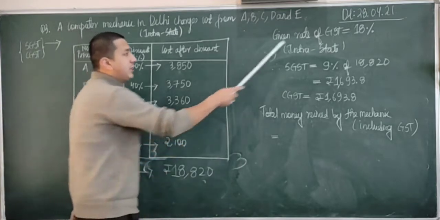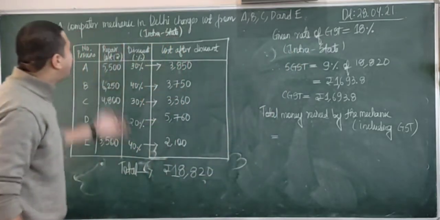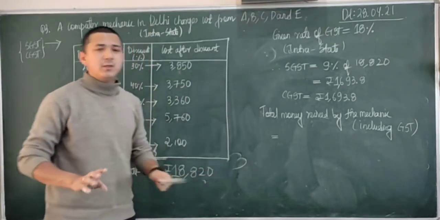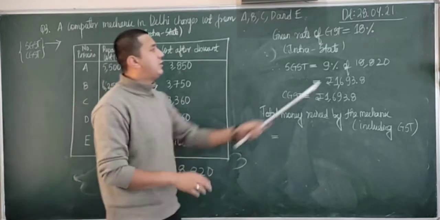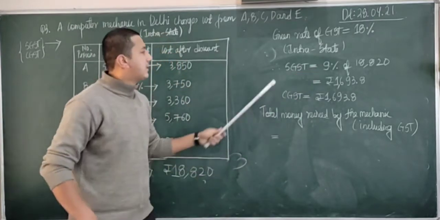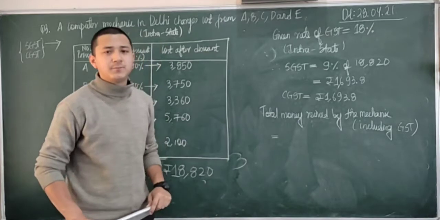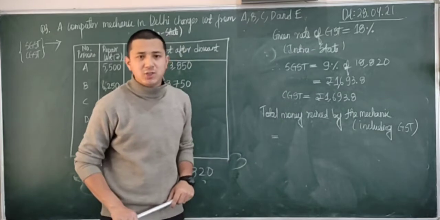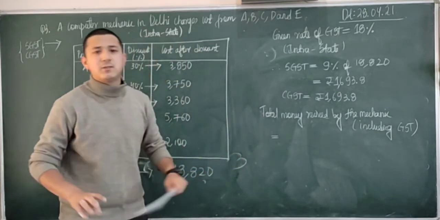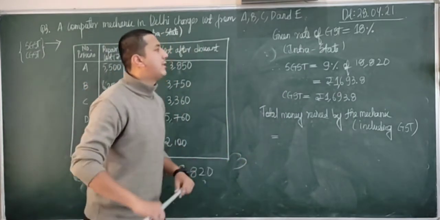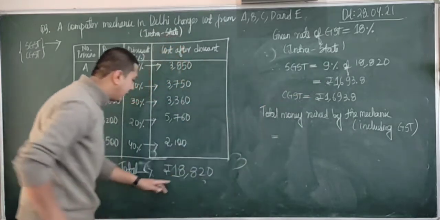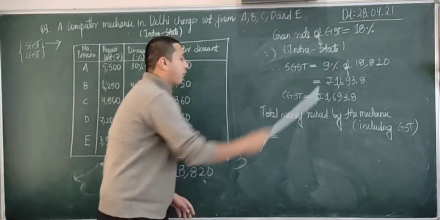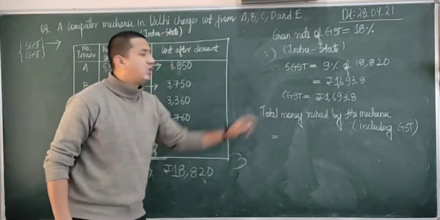Okay, so the rate of GST is 18%. Everything is happening within Delhi, so the case is intrastate. Remember, if it is intrastate, the rate of GST will be divided equally as CGST and SGST. What is the rate of GST? 18%. So 9% SGST, state, 9% central. Am I clear? 9% of what? 9% of 18,820 will be SGST and 9% of 18,820 will be CGST.